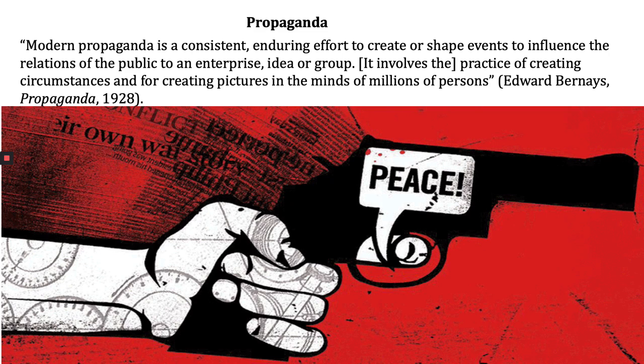It involves the practice of creating circumstances and creating pictures in the mind of millions of persons. And so here we see a propaganda element of peace, right? But how is peace achieved? It's achieved through war, through violence, or through guns, right? And so you need that strength in order to attain peace. And so this is getting us to think very simply about a very complex issue, and that's generally what propaganda does. And it's also compelling us to act, right? So that when we see a gun, it has this emotional response in us, and we start to think, my life's in danger, therefore I need to react, right? So that's an element of what propaganda does.